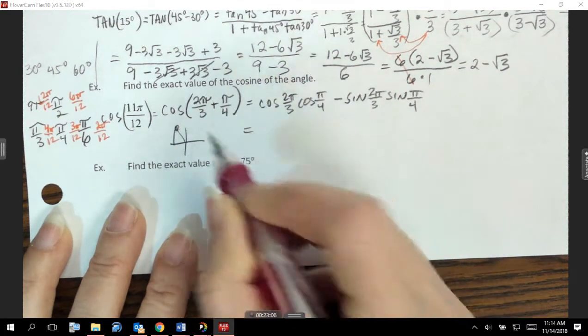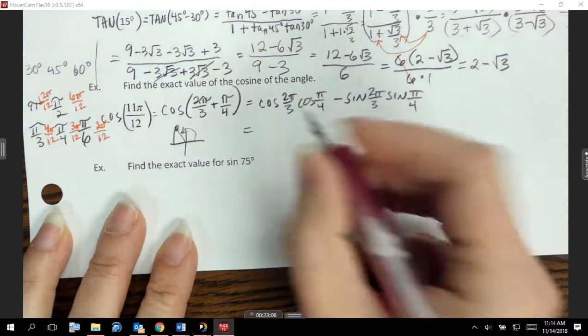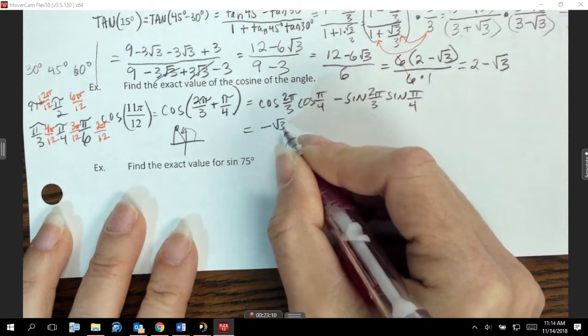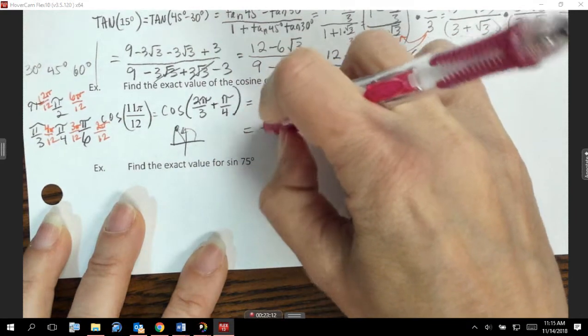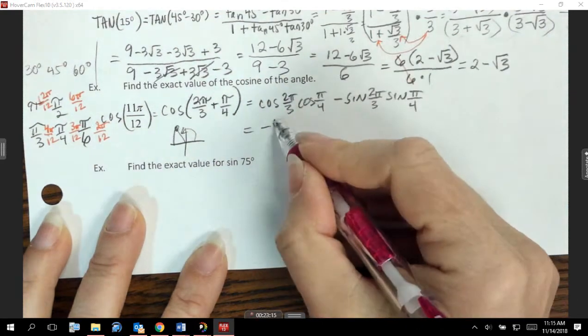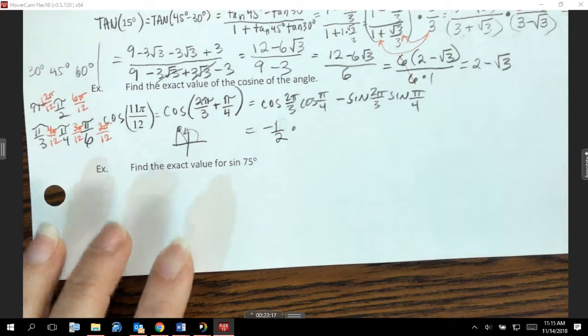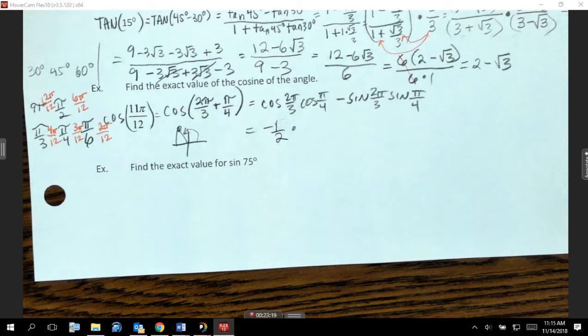2 pi over 3, it's a negative, and it's a radical 3 over... no, it's not. It's negative half. Oh, yeah, it is. The last mistake you're going to make the whole year, right? Nope. Oh, okay.